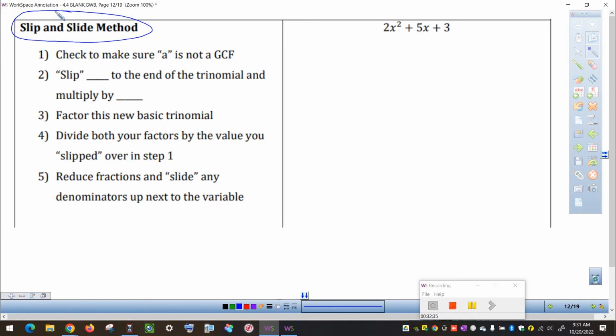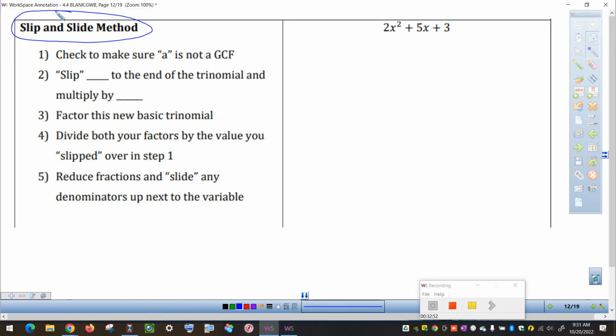And what I want to show you here is we have exactly the same problem that we did with guess and check, so we know what the answer should be. I want to show you another way to get that. So step 1 of slip and slide is to double check to make sure that A is not a greatest common factor. Slip and slide actually does not work if A is a greatest common factor. So keep that in mind.